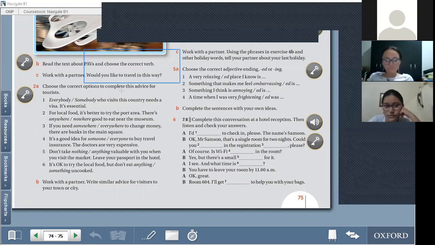Here is the question. Try to use the chat section in order to answer that question. Would you like to travel in this way in the future? Why? If the answer is yes, why not? If the answer is no, try to use the chat sections. I'm going to give you 2 minutes in order to answer.